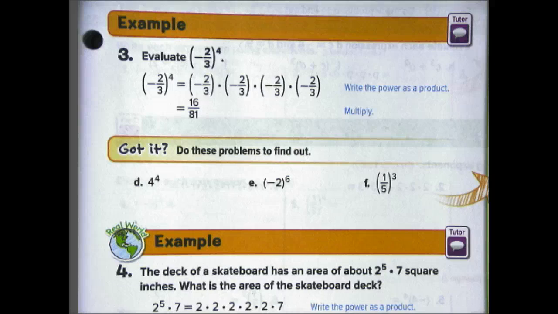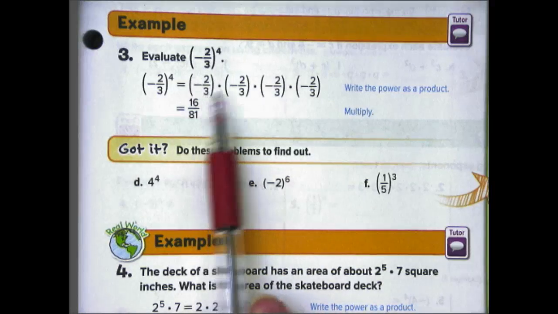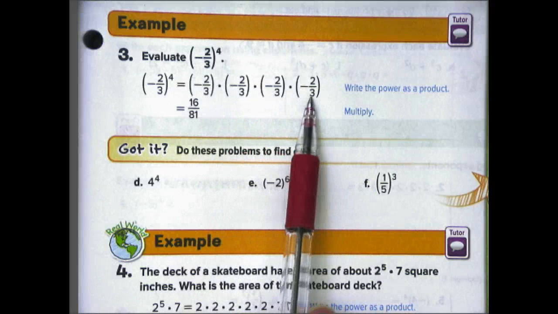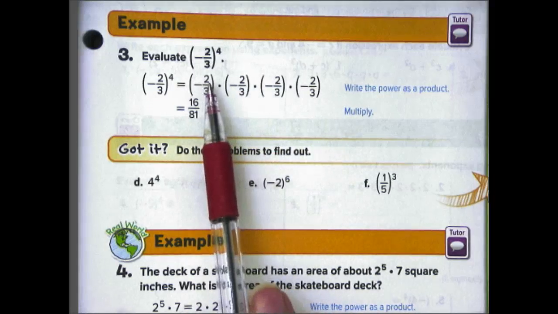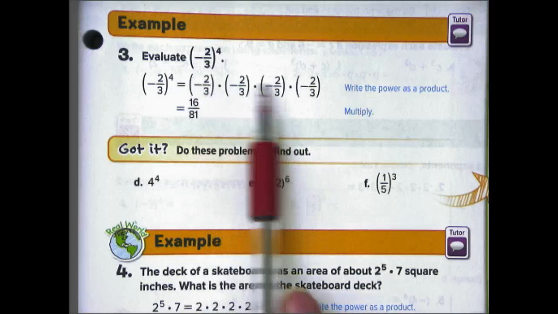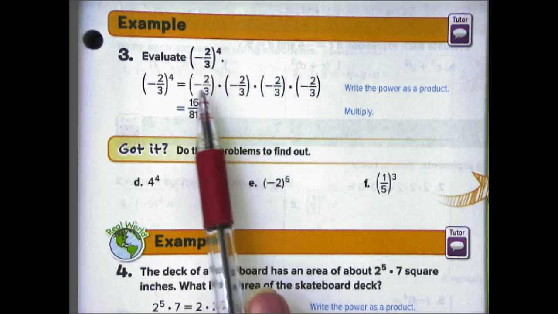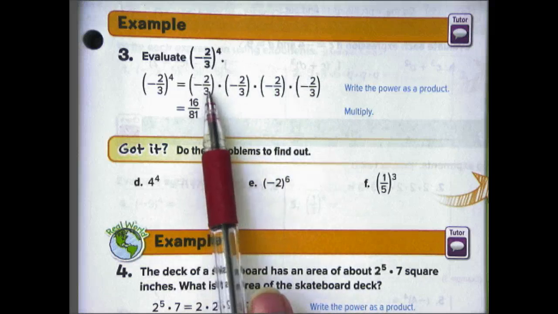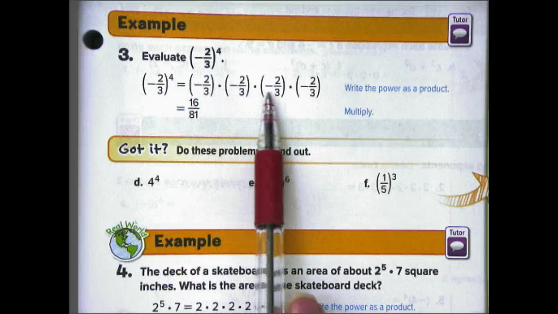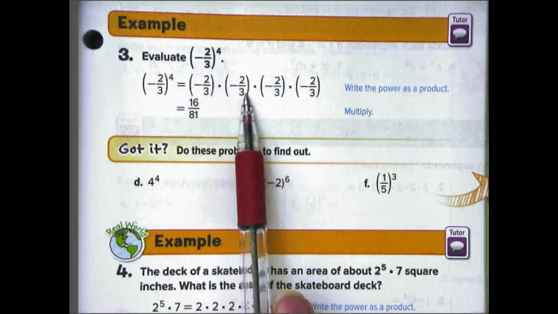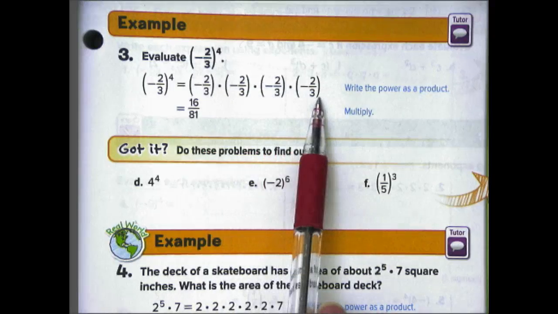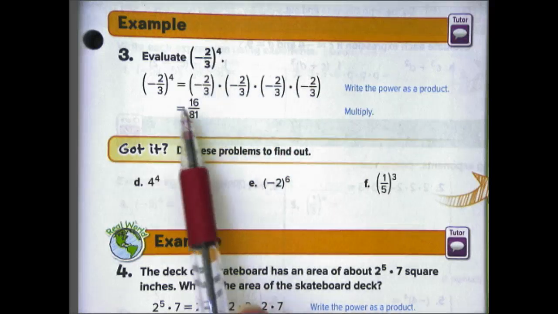In example 3 on page 17, it says evaluate -2/3 to the 4th power. That means that we're going to write -2/3 times -2/3 times -2/3 times -2/3. Remember, when multiplying fractions, that you multiply the numerators. So we've got 2 times 2 times 2 times 2. So 2 times 2 is 4, times 2 is 8, times 2 is 16. Then you multiply the denominators, 3 times 3 times 3 times 3. So 3 times 3 is 9, times 3 is 27, times 3 is 81. So we have 16 over 81.